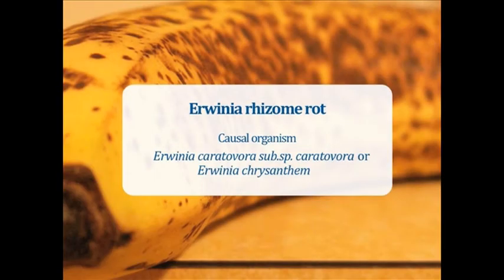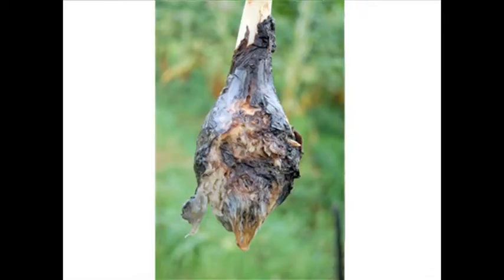Next disease is the Erwinia rhizome rot. Causal organism is Erwinia carotovora subspecies carotovora, or Erwinia chrysanthemi. Now coming to the symptoms of the disease. Affected plants show discoloration and soft rotting of rhizomes and suckers. The affected plants have scanty roots with dark brown lesions and necrotic tip.